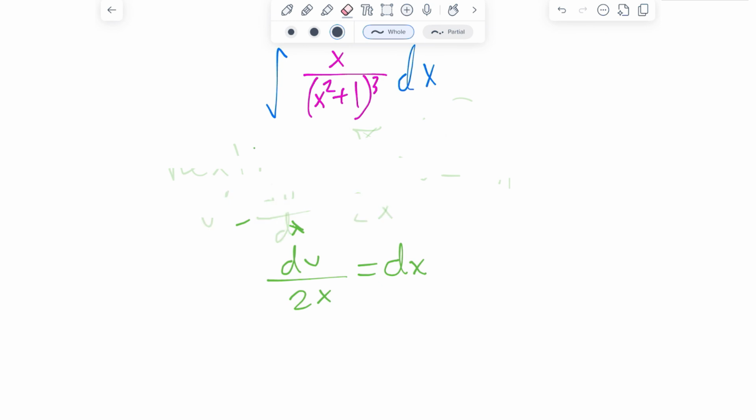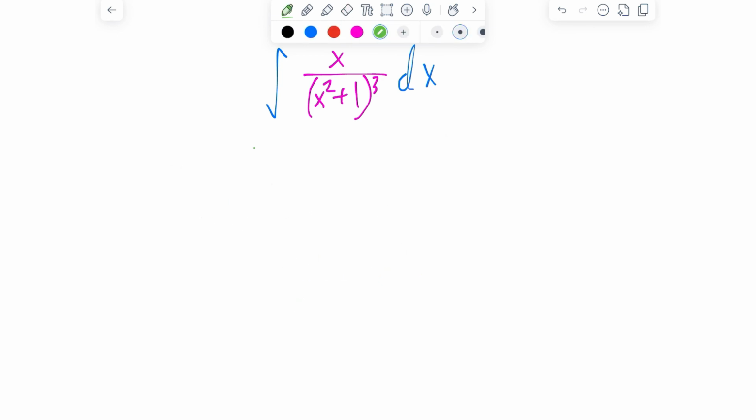Alright, let me just erase all this real quick to make more room for ourselves. So, we have u equals x squared plus 1, and du equals 2x dx, and du over 2x equals dx. My bad.